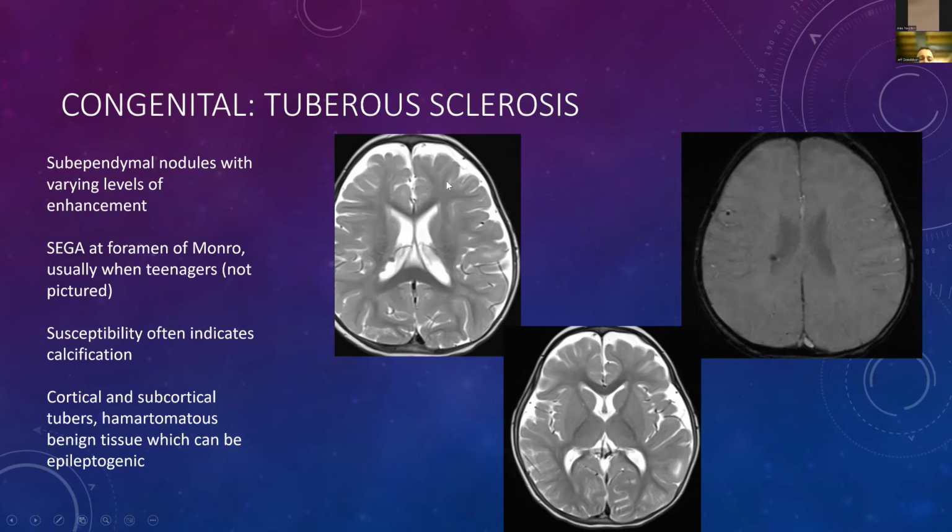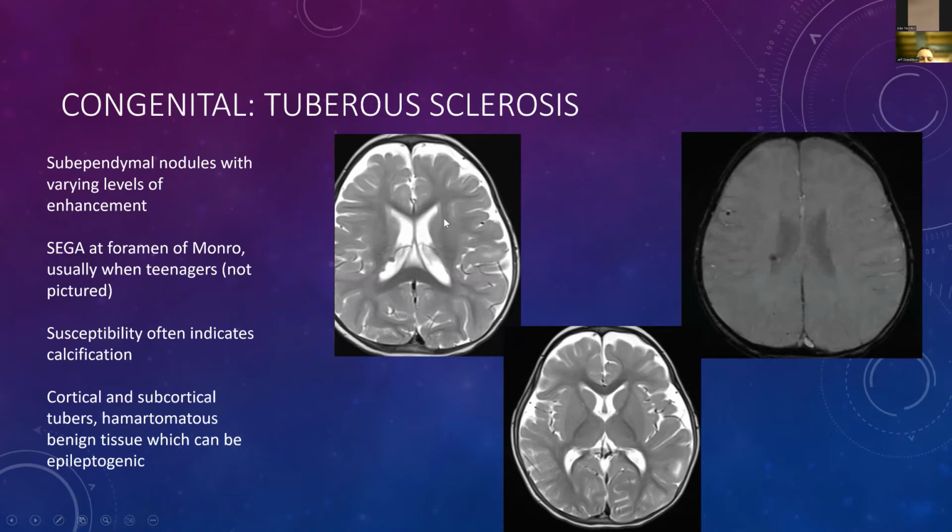This is a young patient, a 3-year-old. Once they get to be teenagers, you might see a SEGA around the foramen of Monro, the subependymal giant cell astrocytoma, which itself is pathognomonic for tuberous sclerosis and has that very characteristic location.